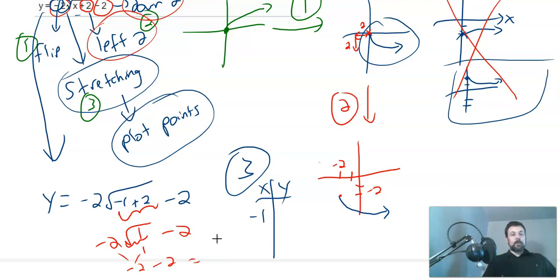Let me try that again. Now, if there were no stretching, if that 2 wasn't there, then this would have been a -1 here. It would have been -1 times 1, which would have been -1. And then I would get -3. So now you can see the effect that the stretching has. So instead of being at -3 for that point, it got stretched out and is now at -4 instead.